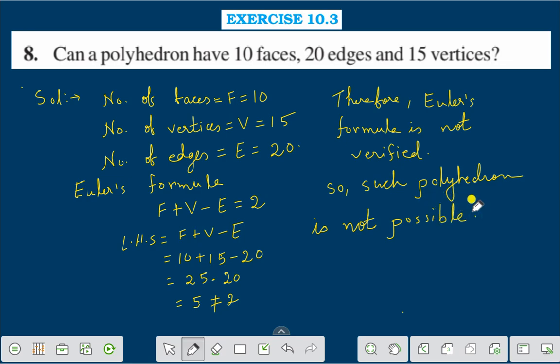Right? Here Euler's formula is not verified because F plus V minus E is not equal to 2, it is 5, and 5 is not equal to 2. Therefore we can say that Euler's formula is not verified. Therefore we can say that such polyhedron is not possible.